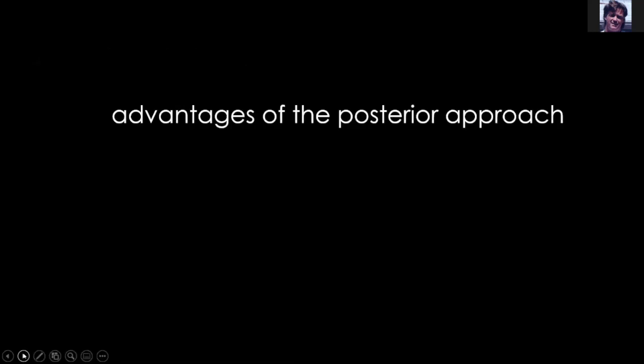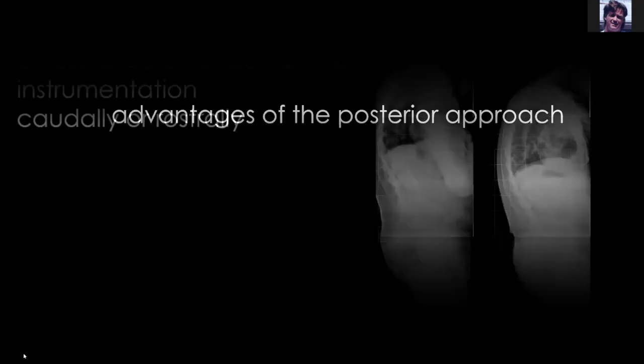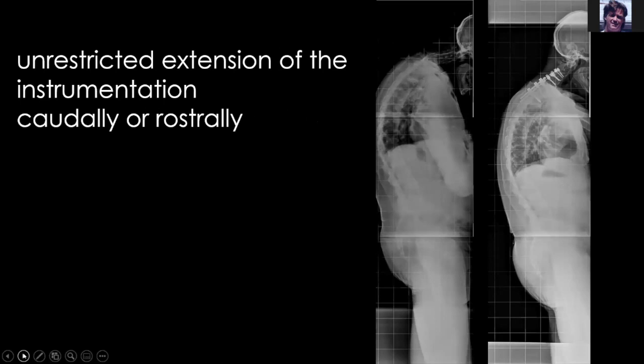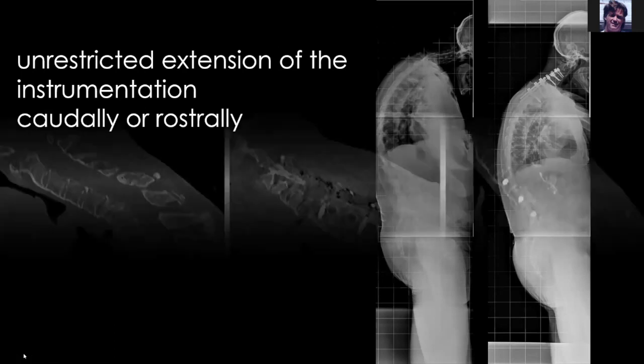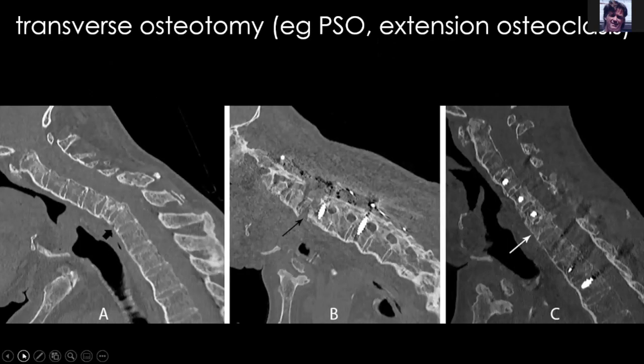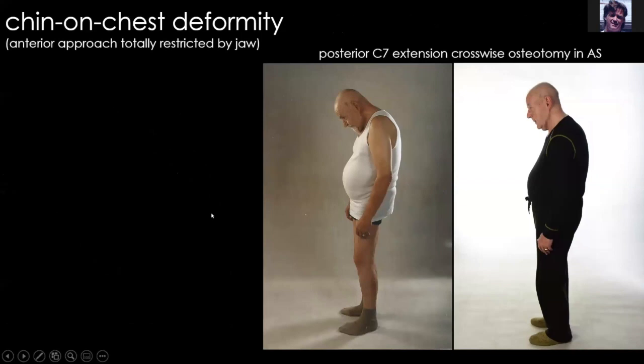So what are the advantages of the posterior approach? The first one, and the most important, is unrestricted extension of the instrumentation, either caudally or rostrally. Second is that you can perform transverse osteotomy, either PSO or extension osteoclasis. And another important one is that when kyphosis is very severe, when the chin rests on the sternum, when you have a case of chin-on-chest deformity, then the only approach you can employ is the posterior approach, like in a case of an ankylosing spondylitis patient with chin-on-chest deformity.